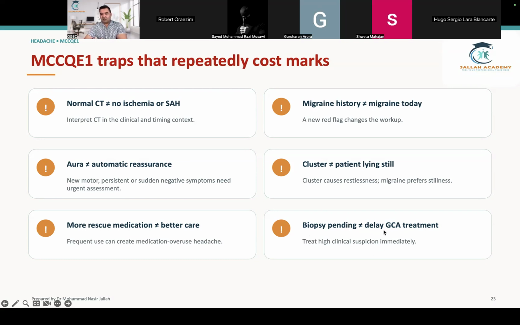Biopsy pending, delay the giant cell arthritis treatment? No, we never delay. Or they may give you a scenario about giant cell arthritis and they ask, what is the best next step? Option A will be biopsy of the artery, which is obviously the confirmatory test, right? And you have to confirm it. And then they put this, that, X, Y, Z, and at the last option, they would put high dose of steroid.